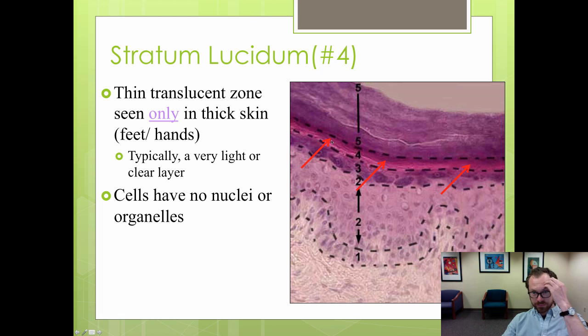At the stratum lucidum, which is indicated here, number 4, this is not going to be a region of the epidermis that is throughout the whole body. We only find this region at the hands and your feet. And typically it stains a little bit lighter. In here it's kind of this lighter pink, but sometimes it can appear almost translucent on slides. And here cells have died, they're fully keratinized, they have melanin, and so we don't see any nuclei or organelles of the cells in this layer.